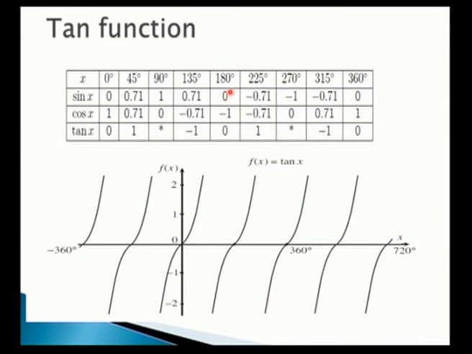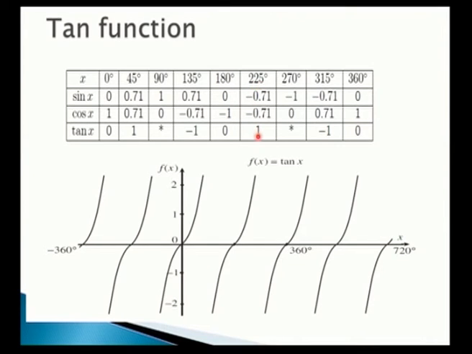Then 180 degree. For 180 degree, sine value is 0, cos value is minus 1, then tan value is 0, because sine theta by cos theta, 0 divided by minus 1, gives 0. Then 225, for 225 sine value is minus 0.71, then cos value is minus 0.71, you got 1. So, here for 45 degree we got tan value as 1, then for 225 degree we got tan value as 1.